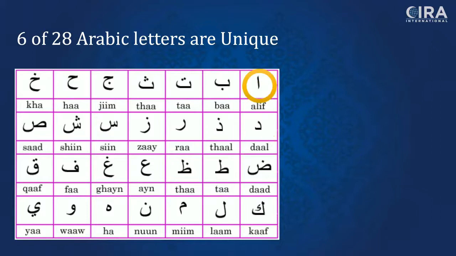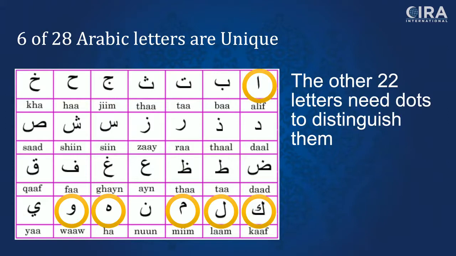And the first one is what? Alif. Next one? Kaf. Next one? Lam. Next one? Mim. Next one? Ha. Next one? Wow. Those are the 6 circled in yellow. Those do not need any dots. All the other 22, however, do, don't they? Which means the vast majority.